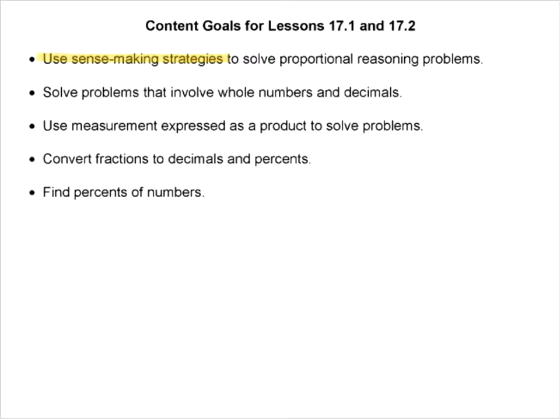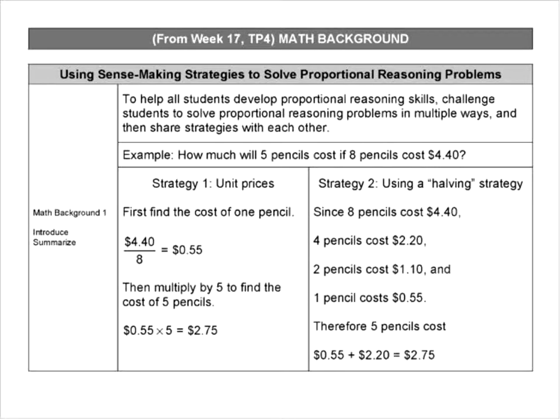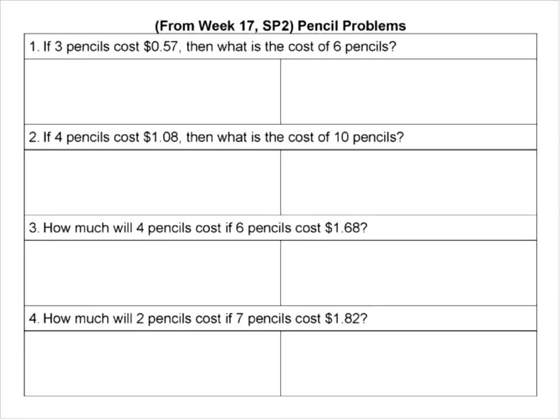Okay. The next one here is showing a math background page that's taken from the Week 17 teacher guide. You want to take a look at this math background before you teach a lesson to your students. I think it's helpful because it explains why we use sense-making strategies for solving proportional reasoning problems. Actually, this problem that you see here, how much will 5 pencils cost if 8 pencils cost $4.40, is taken from SP3. It's number 7 on SP3, which you'll see later on. So just make sure you review that page.